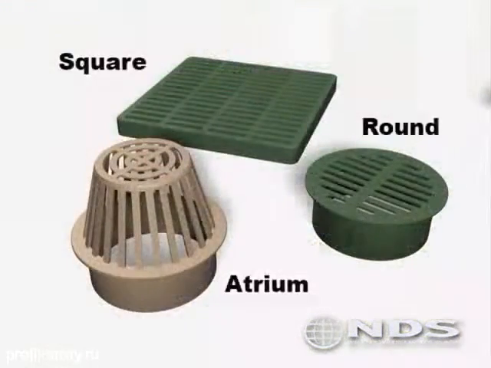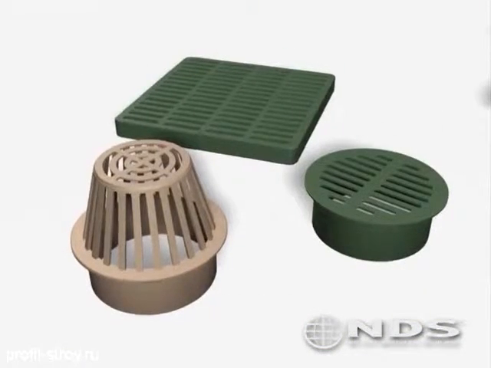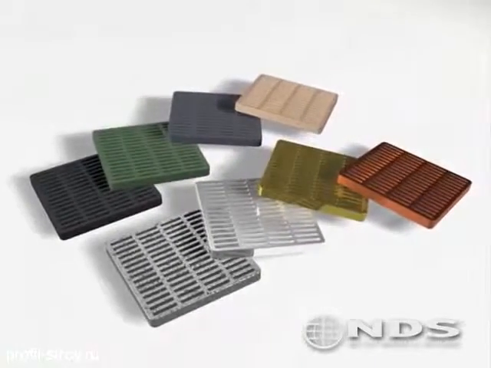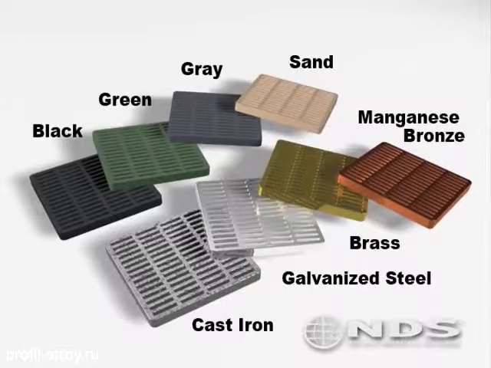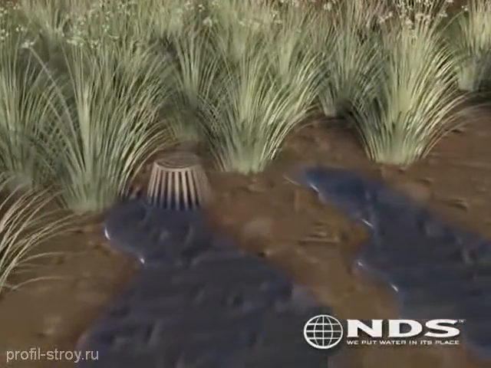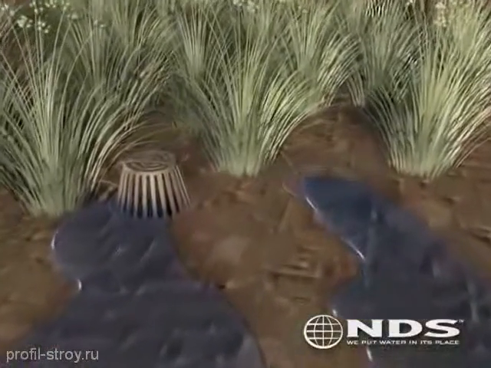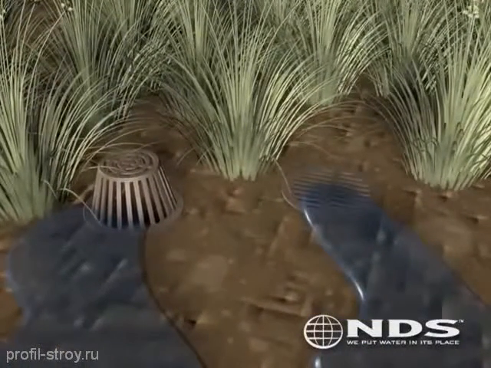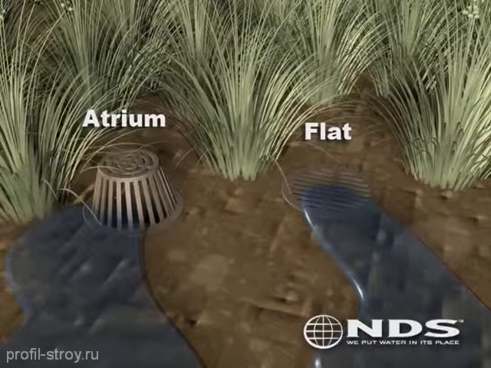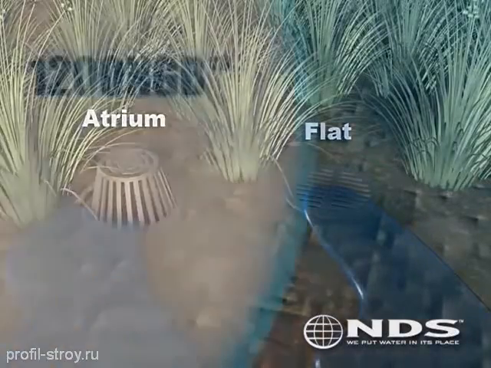NDS has a complete line of grates that can blend in with just about any landscape. NDS grates come in different colors: black, green, gray, and sand. NDS grates also come in cast iron, galvanized steel, brass, and even manganese bronze. Grates for catch basins come in 2 different types: flat and atrium. Atrium grates are domed above the landscape to prevent debris and mulch from clogging it, as they would clog a flat grate. Atrium grates require less maintenance and handle more runoff water than flat grates, but can only be used in areas where there is no traffic, such as flower beds.